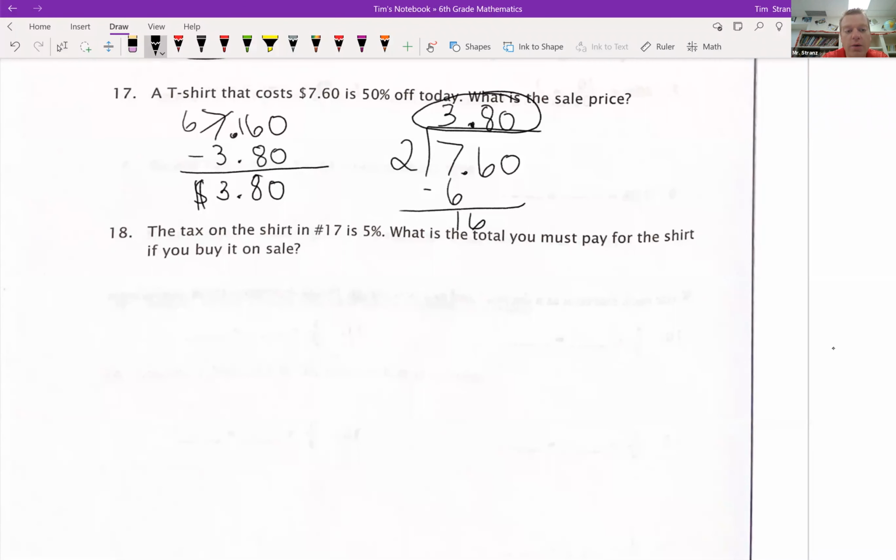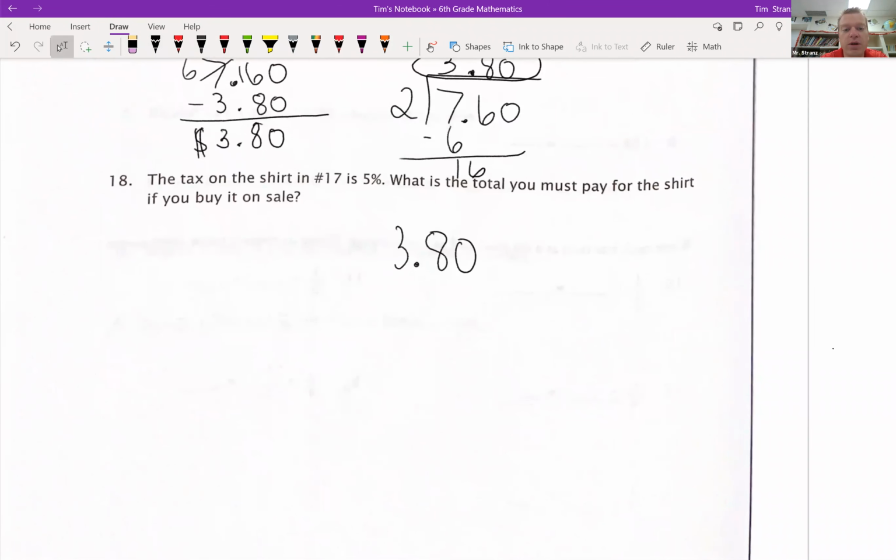Okay, so we have the $3.80. That's how much it is after the 50% off sale. But thank you to Uncle Sam, we still have to pay tax on it. So we need to take $3.80. We're going to multiply that by, here's a little trick I learned, 1.05. When you multiply this by 1 point the percent, you come out with a full answer and you don't need to do a second step.